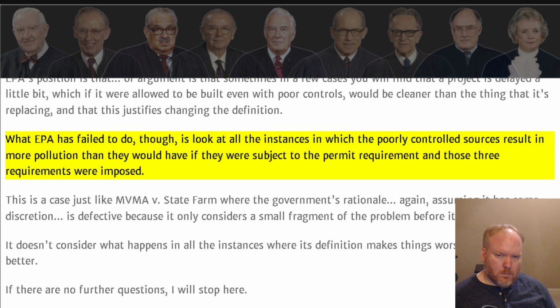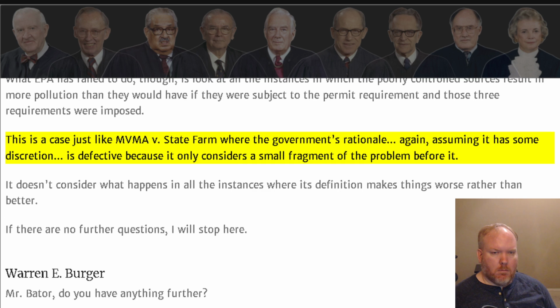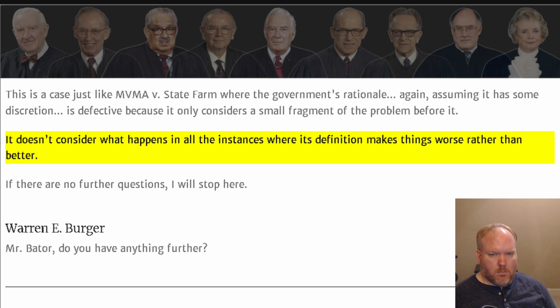What EPA has failed to do, though, is look at all the instances in which the poorly controlled sources result in more pollution than they would have if they were subject to the permit requirement and those 3 requirements were imposed. This is a case just like MVMA versus State Farm, where the government's rationale, again assuming it has some discretion, is defective because it only considers a small fragment of the problem before it. It doesn't consider what happens in all the instances where its definition makes things worse rather than better.